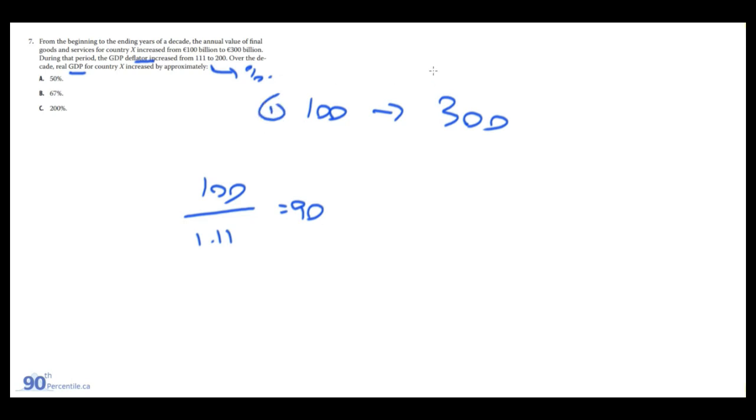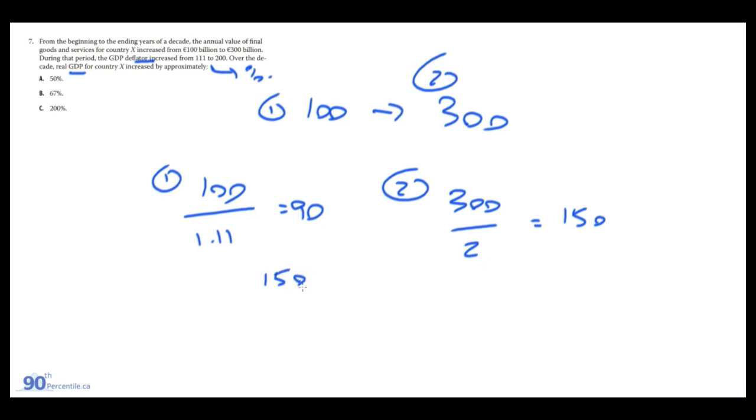This would be step one, and step two, we have 300 over 2, which is 150. So now to calculate the percentage increase, pretty simple. Just combine the two. So 150 over 90 minus 1, and we get 67%. So our answer is B.